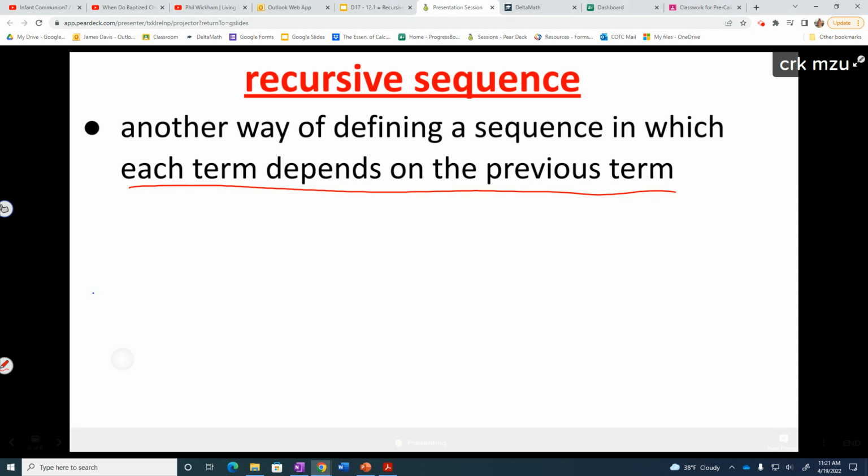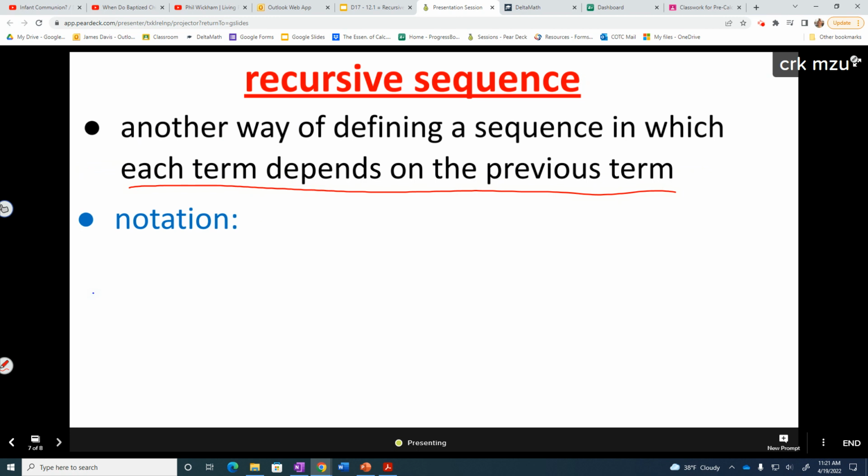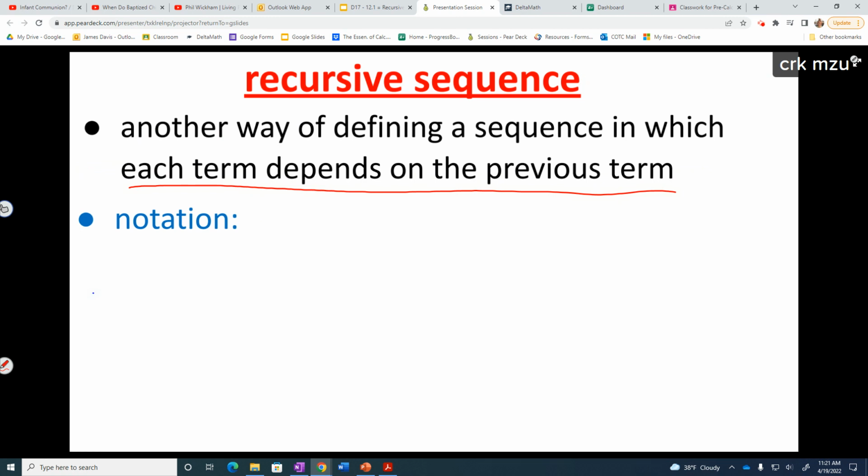All right, there's some notation I want to show you. If you're going to do a recursive sequence, like the factorial symbol, how do I know where to start? Let's say I have 8 factorial. What number do I start with? 8, obviously. We start with the number that's here. So this 8 is what we're going to call our first term, a sub 1.